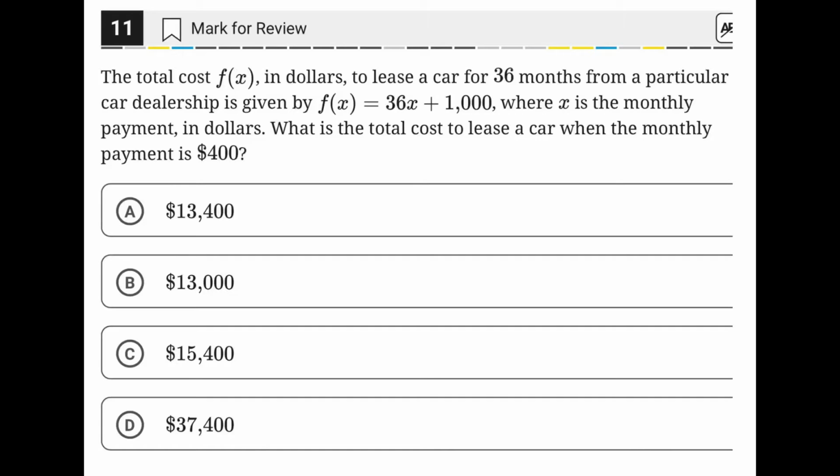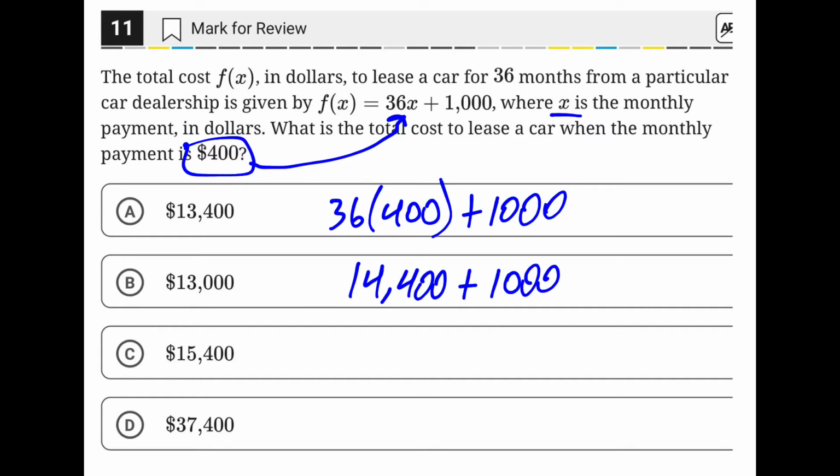Here's a function for the total cost of leasing a car for a given number of months. And they tell us that x is the monthly payment in dollars. So if the monthly payment is 400, we plug that in for x. So 36 times 400 plus 1,000, or 14,400 plus 1,000, or 15,400. C.